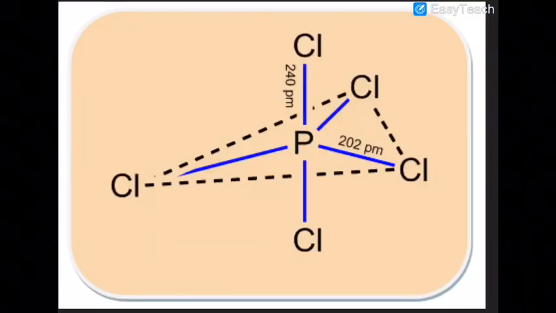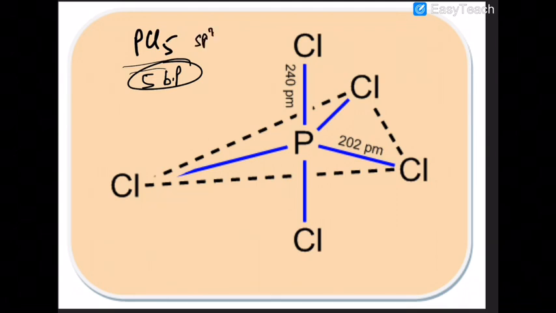Now let's look at the bond angles of PCl5. Now in the case of PCl5, what are we taking into account? In the case of PCl5, you have 5 bond pairs. So the hybridization is sp3d. So the geometry should be trigonal bipyramidal.